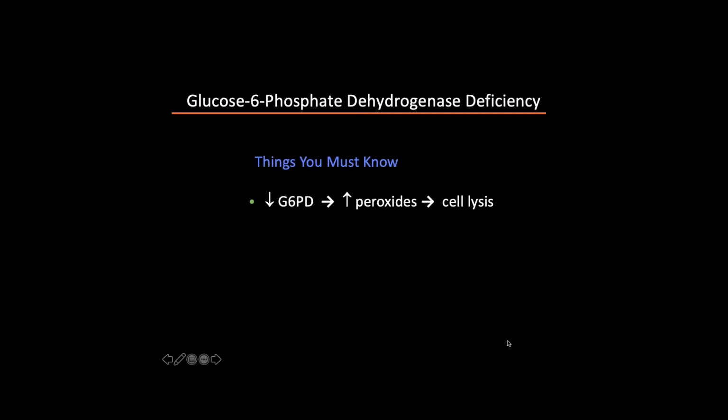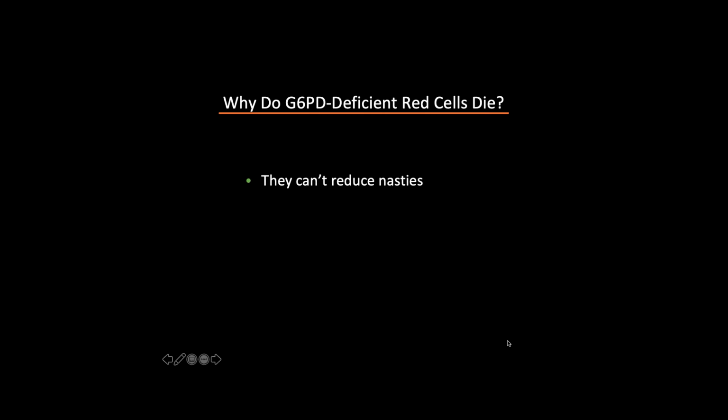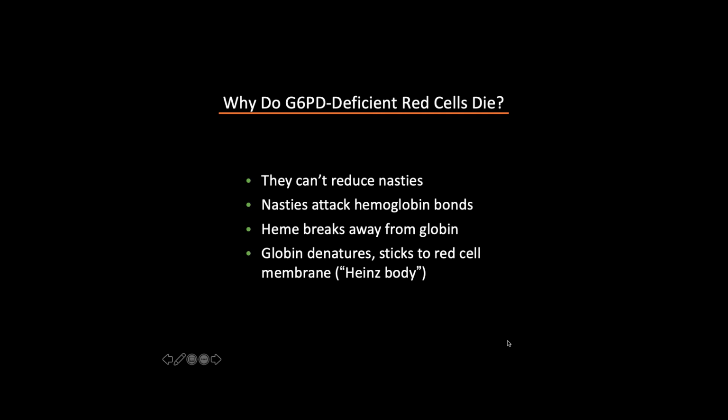When this enzyme is low, there's an increase in peroxides being produced in the cell, and the increase in peroxides cause the cellular lysis. So this enzyme typically protects the red blood cells against oxidative damage. It occurs almost exclusively in males, which is kind of interesting. So why do these red blood cells die? Well, they can't reduce the peroxides in the cell, and those peroxides attack the hemoglobin, and the heme breaks away from the globin.